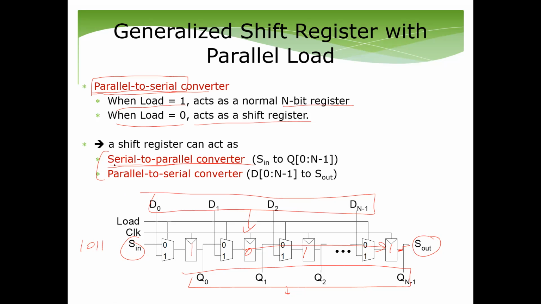Okay? So in serial to parallel, I will apply serial in and I will read the output in parallel. A parallel to serial converter must have a load signal. So I can load the data in parallel and then read it out serially from either the most significant bit or the least significant bit, depending on what you're designing. If you're designing a shift right register, you're going to read the data out from the most significant bit. If you are writing a shift left register, you're going to read from the least significant bit.